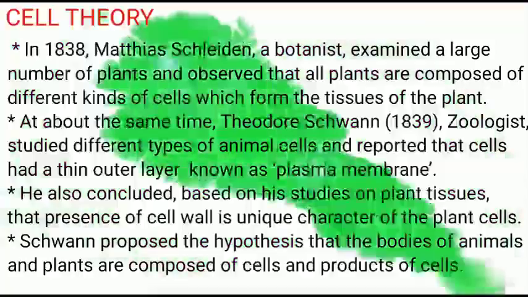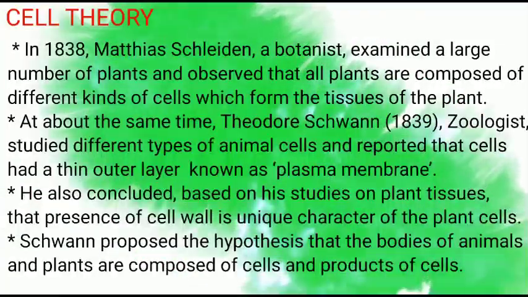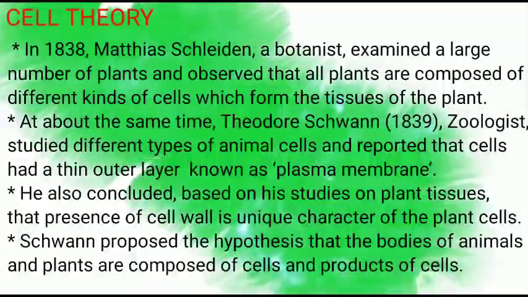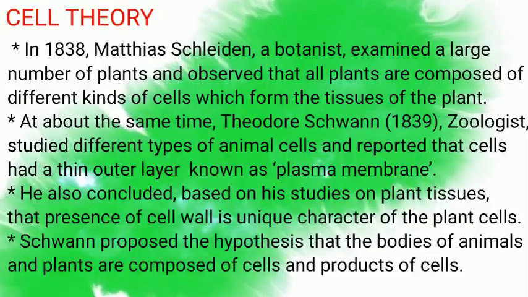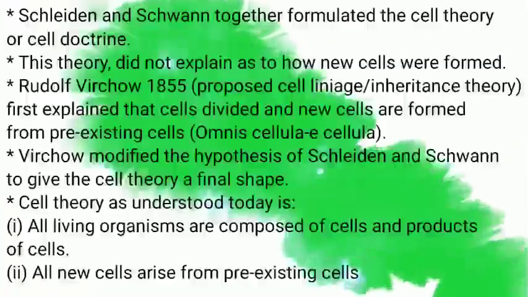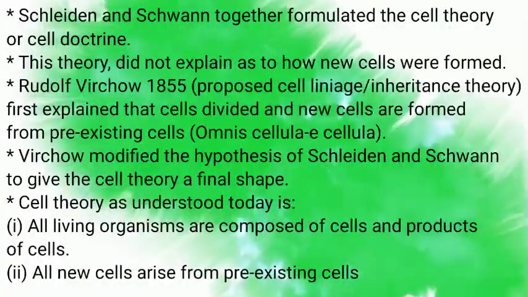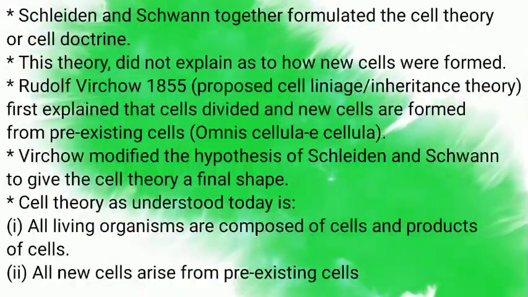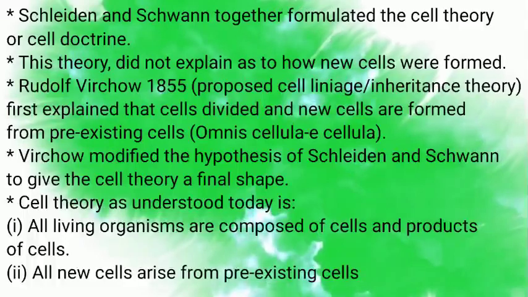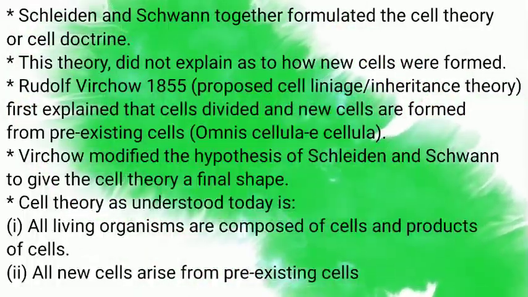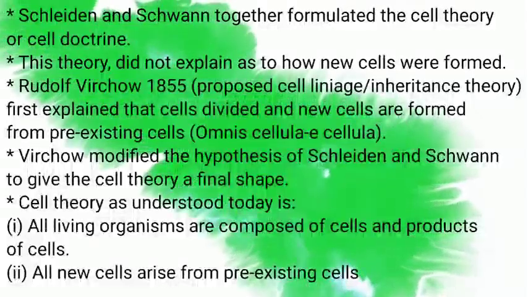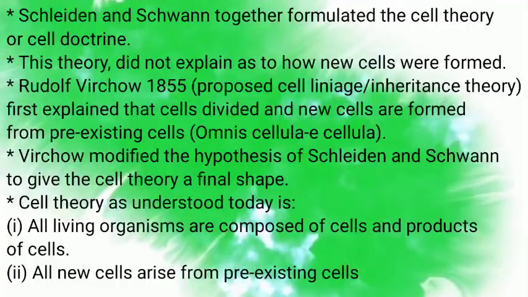Theodor Schwann studied animal cells. Finally, he reported animal cells are covered by plasma membrane or cell membrane without cell wall. Matthias Schleiden and Theodor Schwann together formulated a theory called cell theory, which is also called cell doctrine. This theory did not explain how new cells were formed.